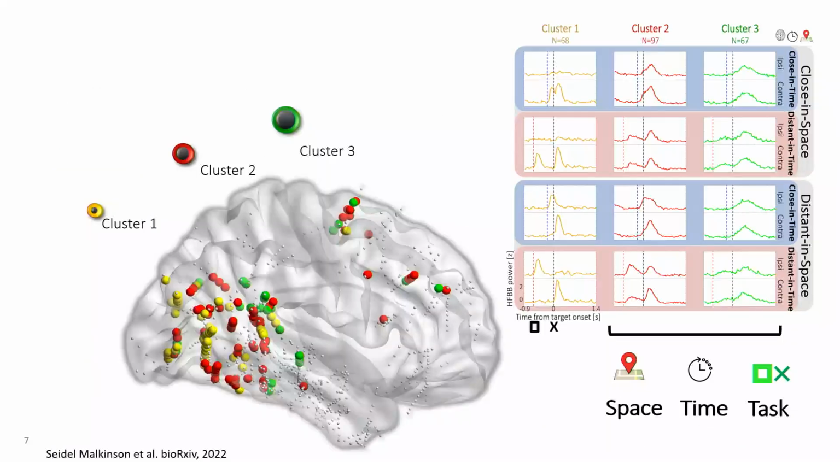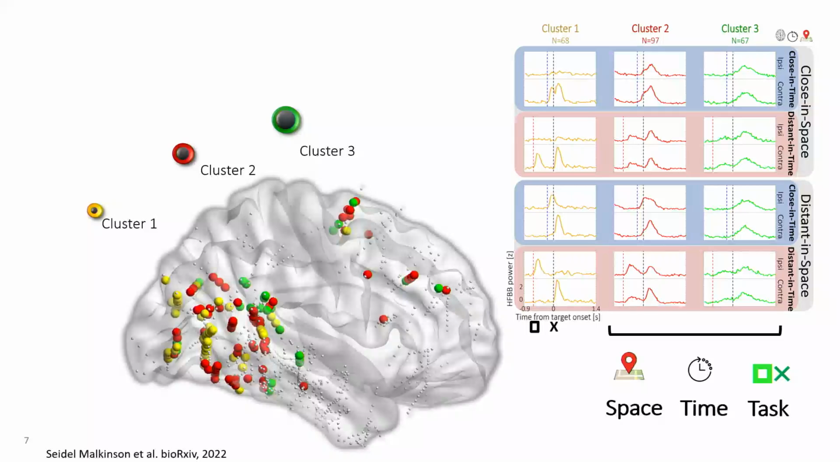So using this algorithm, we found 6 clusters. You can see their profiles here on the right. The first one, with 68 contacts, showed a visual-like activity with preference for contralateral stimuli. And 2 other clusters with more bilateral responses show sensitivity to space, time, and task relevance.